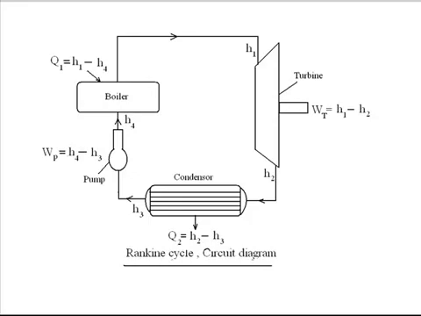Similarly, the work done by the pump is also isentropic because the pump is supplying the work and no heat interaction with the pump takes place in the Rankine cycle. So between 1 and 2 there is no entropy change. Similarly, between 3 and 4 there is no entropy change.